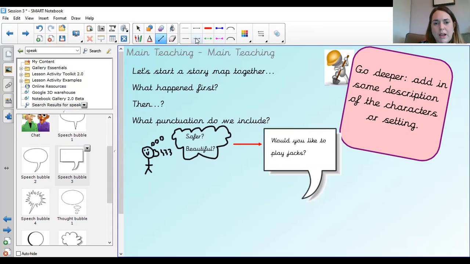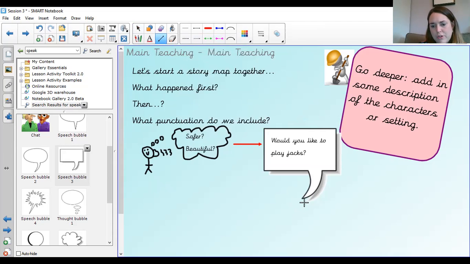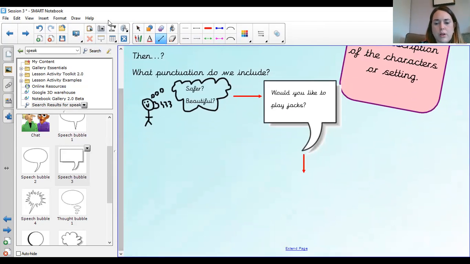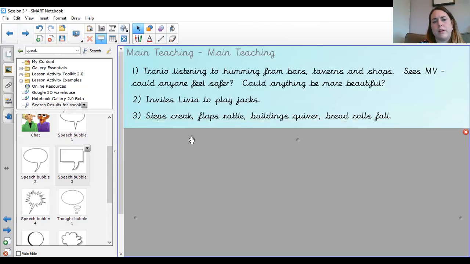Now I'm going to use my arrow again. And I'm going to draw an arrow to my next picture. So I'm going down now. Let's move my page down. What could my next picture be then? So Tranio has been thinking, then he has invited his friend to play. What happens next? Steps creak, flaps rattle, buildings quiver, and bread rolls fall. So the drama starts to happen.